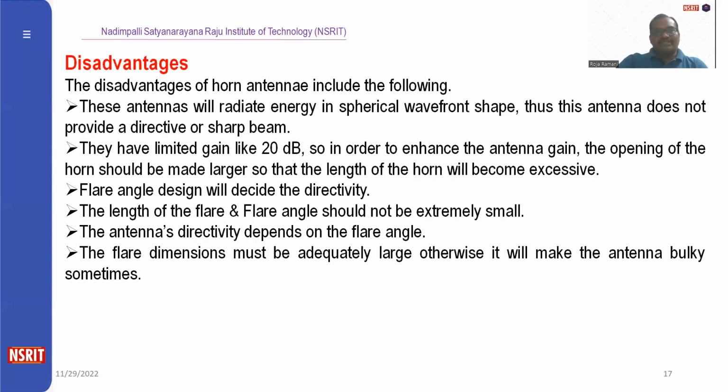These are the disadvantages. The disadvantages of the horn antenna include the following. The antenna will radiate energy in a spherical waveform shape. The antenna does not provide a direct or sharp beam. They have limited gain, like 20 dB. So in order to enhance the antenna gain, the opening of the horn should be made larger, so that the length of the horn will become excessive.